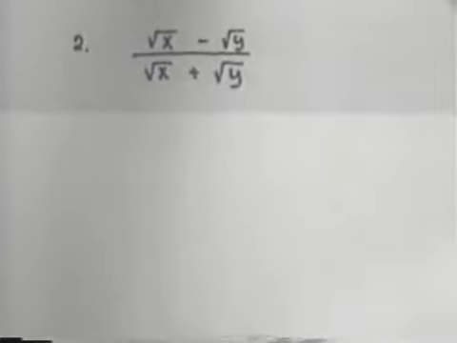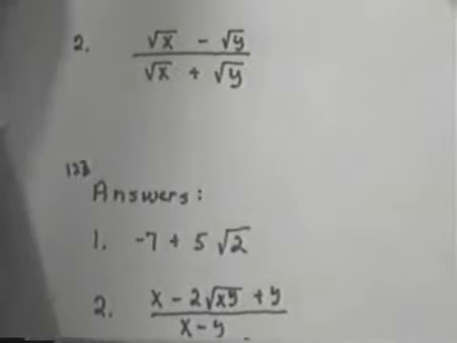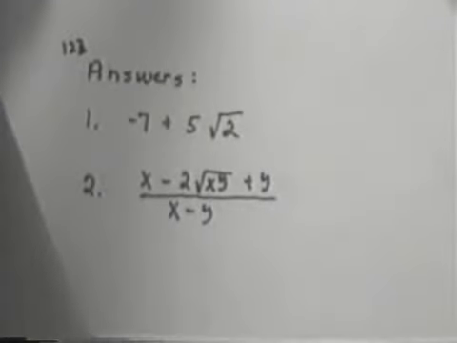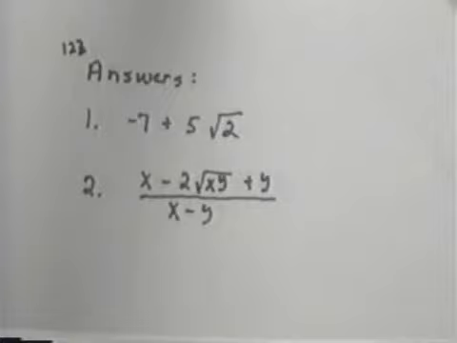Here come your answers. The answer to the first one: -7 plus 5 times the square root of 2. The answer to the second one: x minus 2 times the square root of xy plus y divided by x minus y. If you disagree with either of these answers, check with someone.